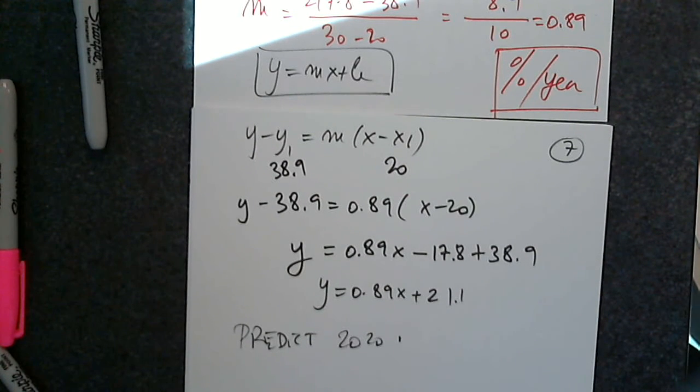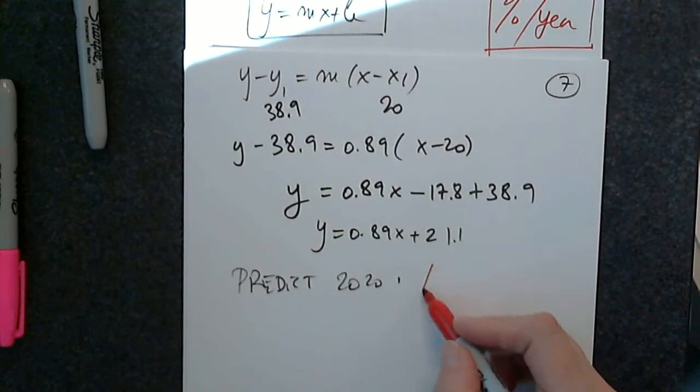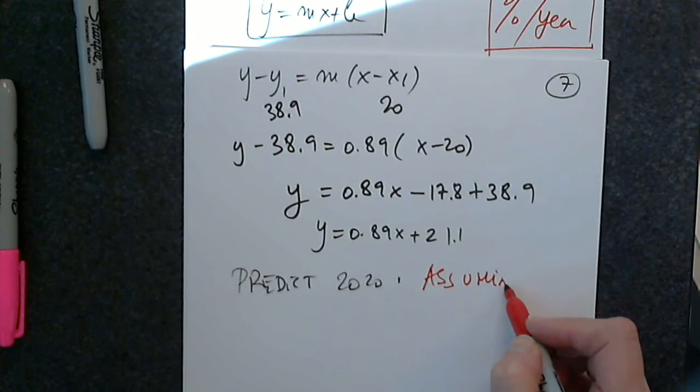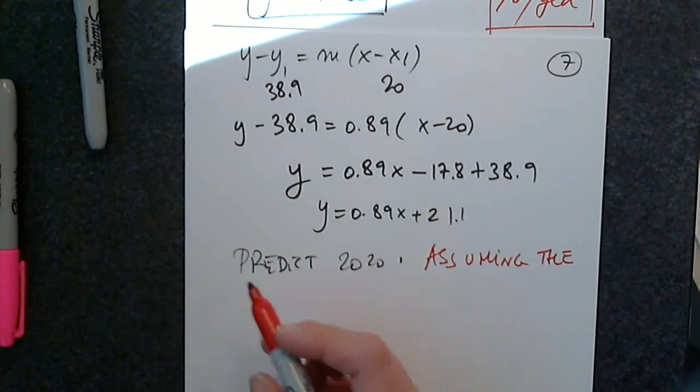Assuming the model still holds. I don't know when the model was created. We can go back and look at the graph, but it doesn't matter. This is outside of the range. I'm predicting in the future, so I don't know if the model is still true. I'm going to say assuming the model is still true, the model still holds.